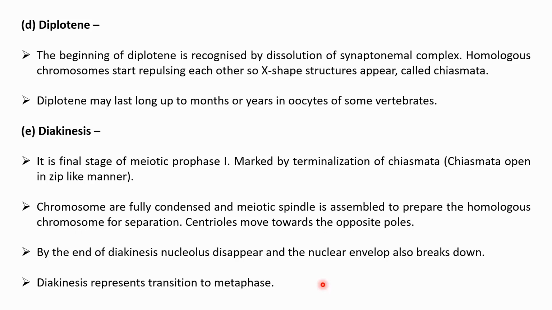Terminalization of the chiasmata: the chiasmata open and the meiotic spindle assembly takes place, and the chromosomes assemble themselves to prepare for the separation in the next stage. Centrioles start moving towards the opposite poles, and the nuclear envelope and the nucleolus start disappearing.